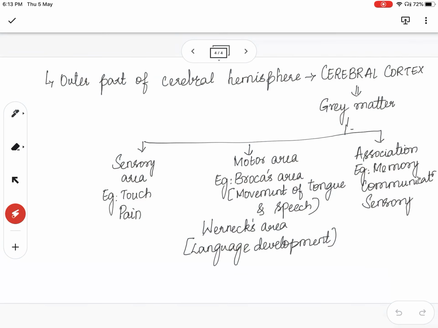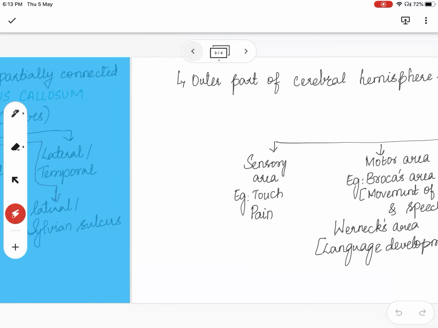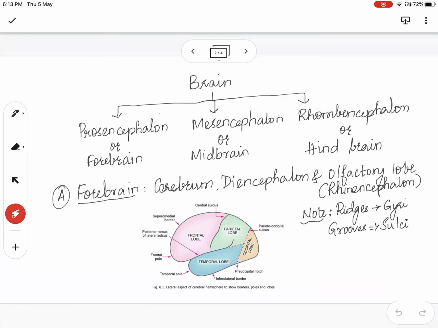Next point, the outer part of the cerebral hemisphere is called what? Cerebral cortex. Now, where exactly is the cerebral cortex? They are present over here, in the form of these ridges like this. I'll tell you what exactly they are. These prominent folds, the ridges, are called gyri.